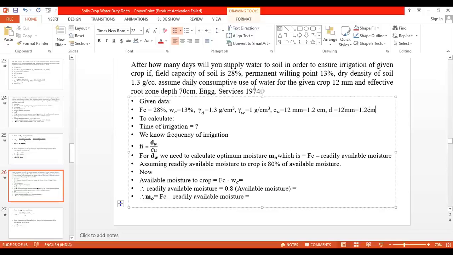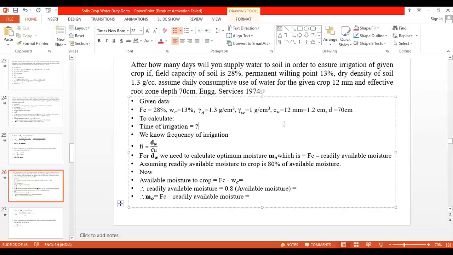It is the consumptive use of water for the given crop is 12 millimeter. Consumptive use is 12 millimeters, 1.2 centimeter, and effective root zone depth is 70 centimeters. They have given us directly, that is 70 centimeters. And what they asked to calculate is the time of irrigation, that is the frequency, as in the previous example. Now here also we know that the frequency of irrigation is given by the equation dw divided by consumptive use.